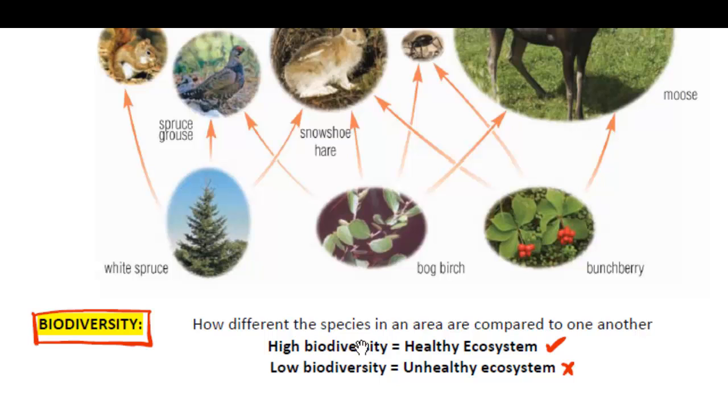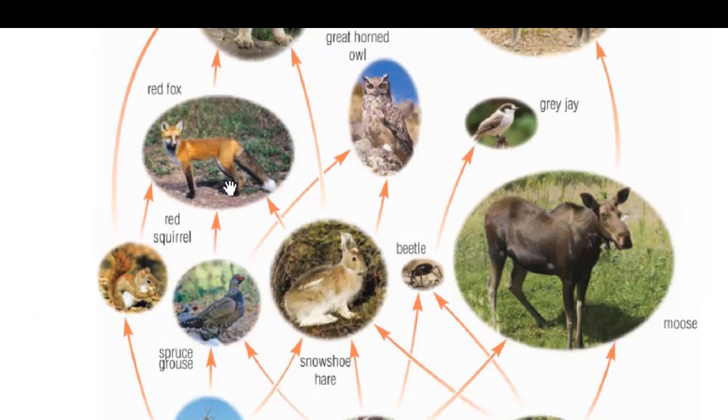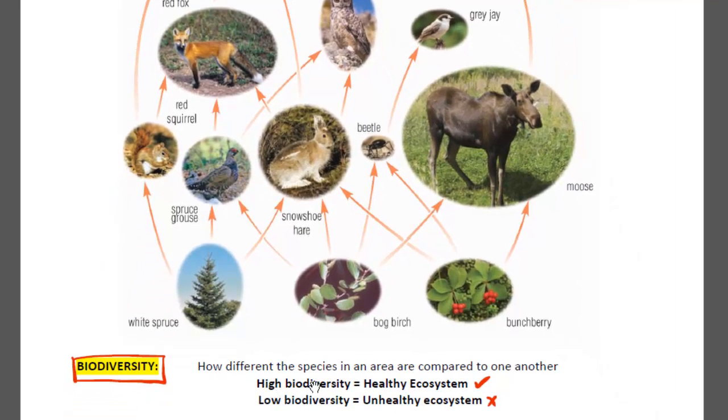If you've got high biodiversity, that means you have a very healthy ecosystem. That would be like saying the red fox has 10 different things it can rely on to eat. So if I lose just one of them, the red fox is still happily able to eat the rest of those 9. So high biodiversity, lots of food sources, keeps that ecosystem quite healthy.